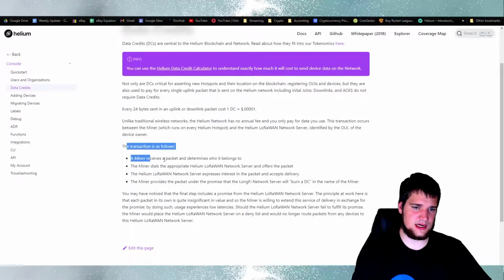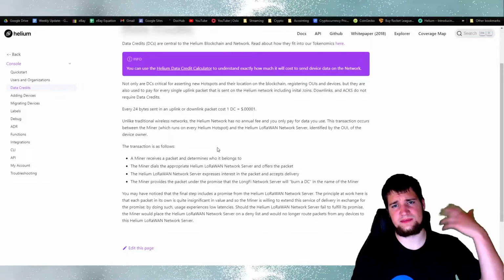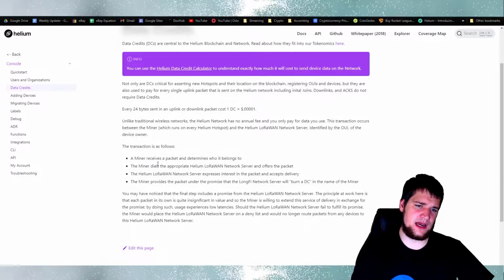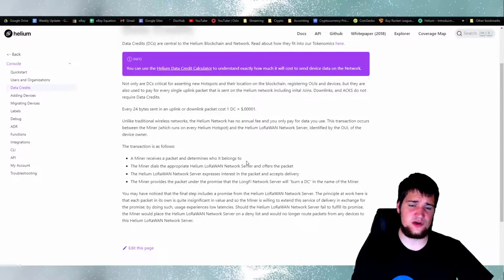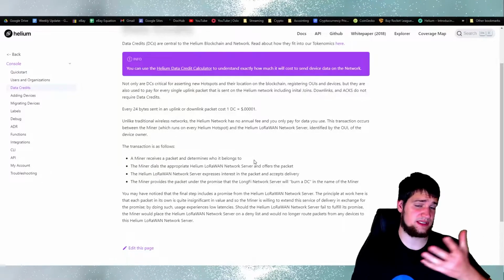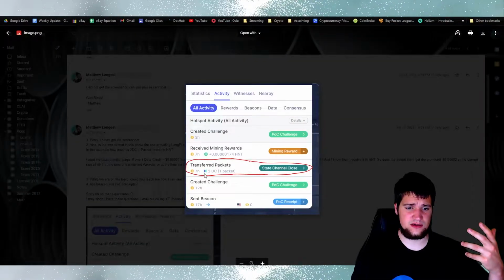So let's just talk about this here. This is from the perspective of the hotspot. A miner receives a packet and determines who it belongs to. So they receive the packet, as you saw here.